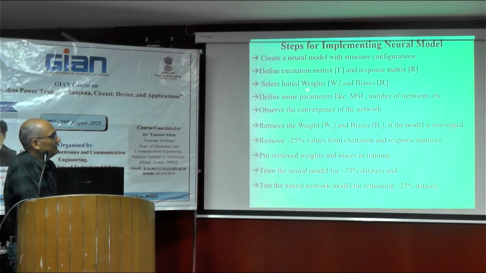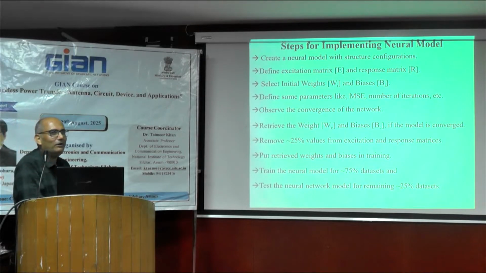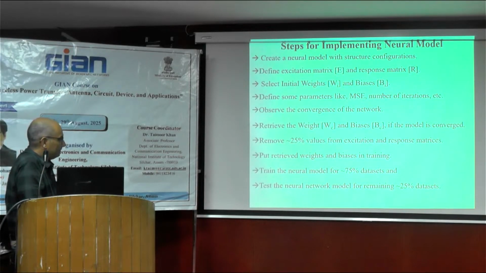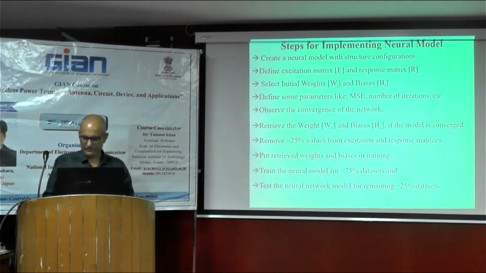If it is not converging, then you need to make a change in the weights and bias values, then retrieve the weights and biases. If the model is converged, then remove 25%, not 25, it may be 20%, it may be 30%. In one example, I'll show you that we are able to do that modeling with a smaller amount of training data sets also. Put the retrieved weights and bias in training, train the model with roughly 75% and test the model for the remaining, this way.